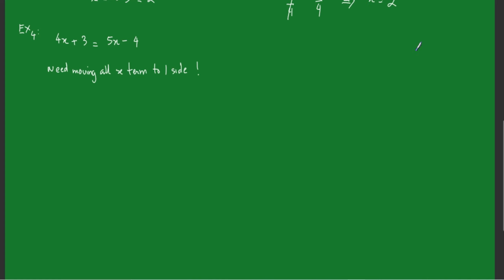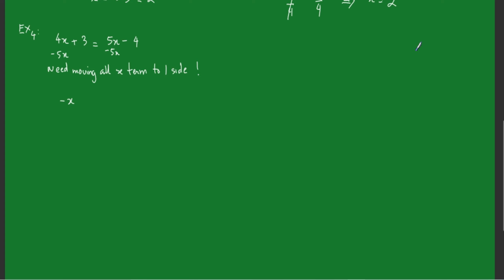So I think I'm going to move 5x. I'm moving 5x, so I'm going to subtract both sides by 5x. Then you have 4x minus 5x. We already know how to do this. Last time, 4x minus 5x is negative 1x, and negative 1x is just negative x.